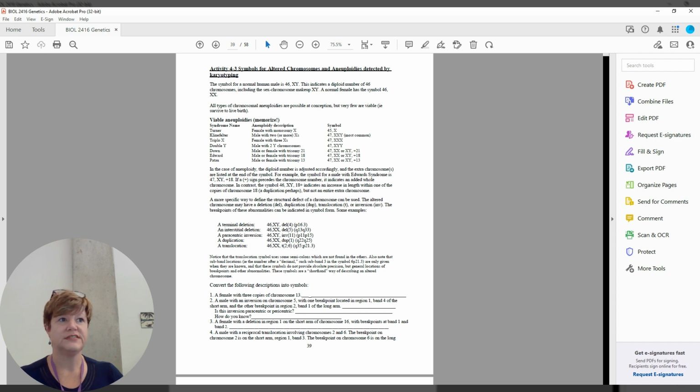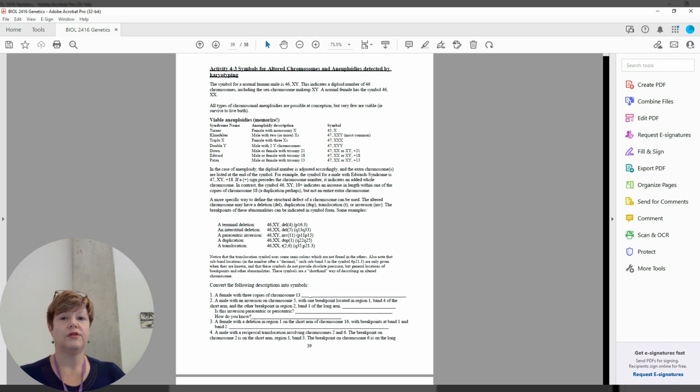Then you see that Klinefelter's is phenotypically male, so we say male with an extra X chromosome. So the symbol is 47, XXY. That's the most common version. Triplo X is a female with 3 X's, 47, XXX. Double Y is a male with 2 Y's, so 47, XYY. Those are all the aneuploidies of the sex chromosomes. Those tend to be more likely to be viable, although there are aborted fetuses that have these kinds of sex chromosomal abnormalities.